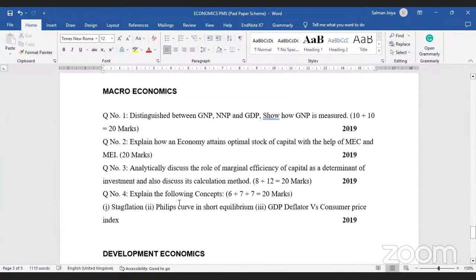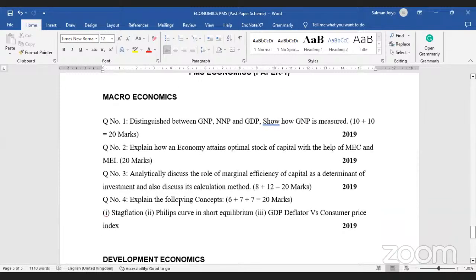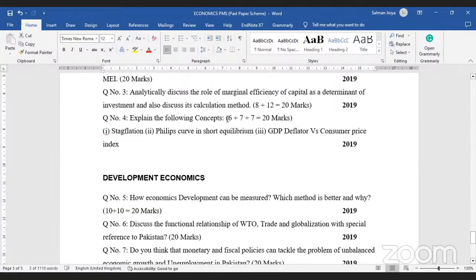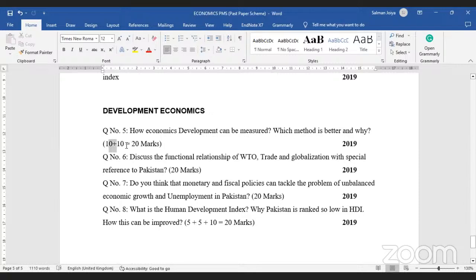Likewise, let me show you some paper questions from macroeconomics. This is a 2019 paper. Question 1, distinguish between GNP, NNP, GDP. Show how GNP is measured. 10 plus 10, 20 marks. Likewise, 6 plus 7 plus 7, 20 marks. For development economics, 10 plus 10, 20, a single portion of 20.